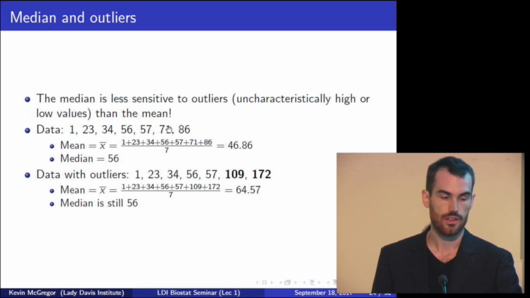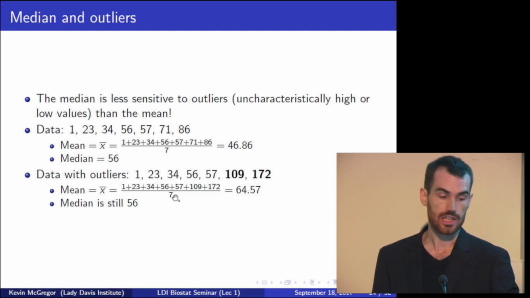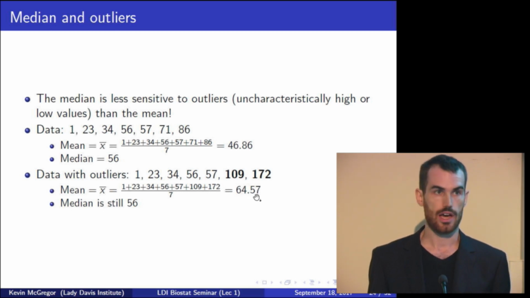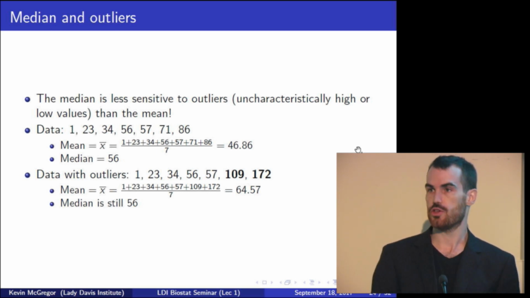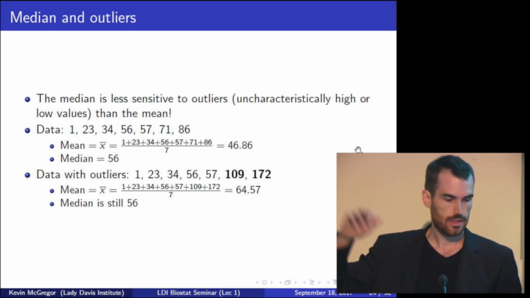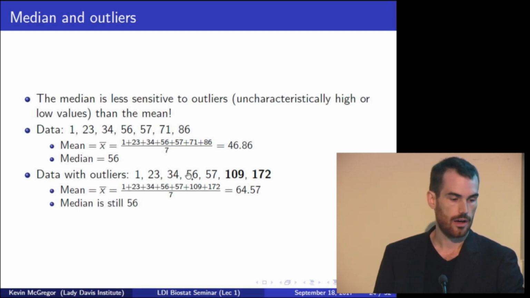Now, if I take these top 2 observations, 71 and 86, and bump them up so now they're 109 and 172, then we calculate the mean again, and we get 64.57, quite a bit higher than what we had before. But our median is still 56. I could have made those values as high as I wanted. I could have put them into the billions, trillions, whatever I wanted, and because 56 is still the middle number, it is still the median, no matter what we do. So the median is a lot more robust to outliers.